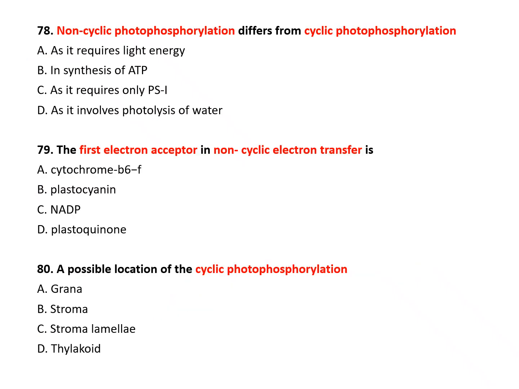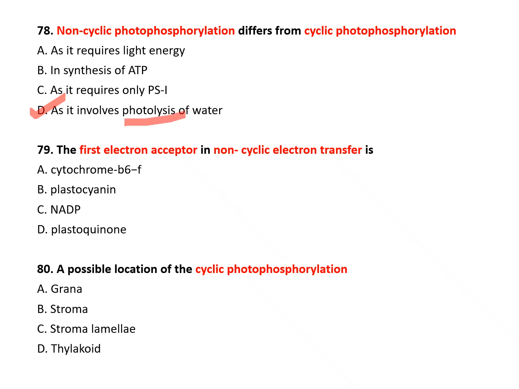The next question, number 78. Non-cyclic photophosphorylation differs from cyclic photophosphorylation: option A as it requires light energy, option B in synthesis of ATP, option C as it requires only PS1, option D as it involves photolysis of water. The correct answer is option D, as it involves photolysis of water.